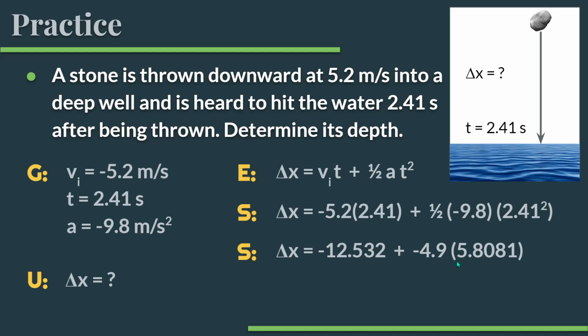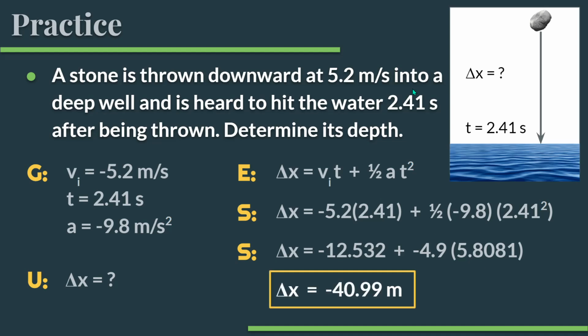From here, again, order of operations, you're going to want to multiply these together first before you add to this negative 12.532, and when you do that, you're going to get negative 40.99 meters as your displacement. Again, the rock's displacement will be negative because it has been displaced in a downward direction. It fell. Now if I asked you the depth of the well, which is really what I'm asking, I don't actually want to put the negative in front of it when I'm giving it as a depth, or same thing with a height. I would just say it's 40.99 meters deep. But that is the displacement, negative 40.99 meters.